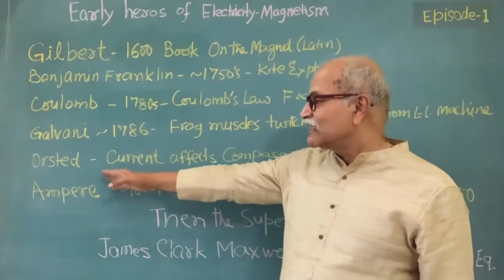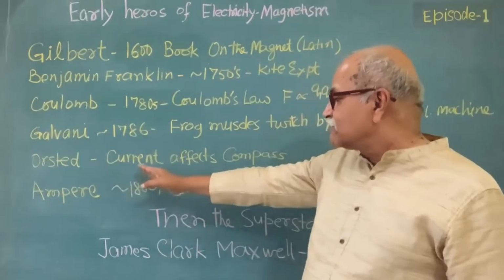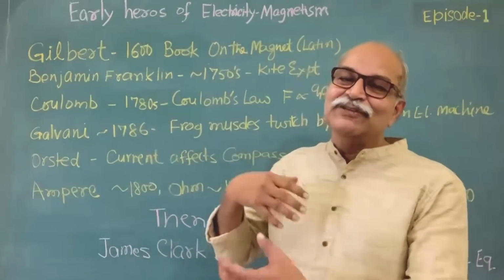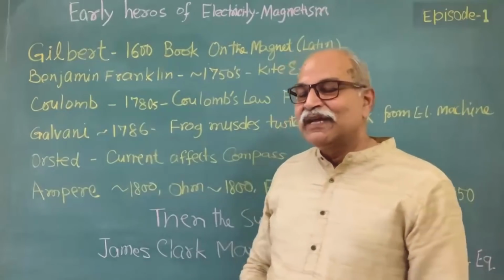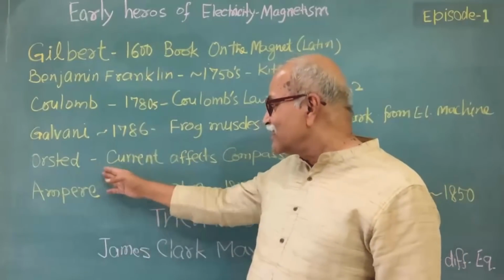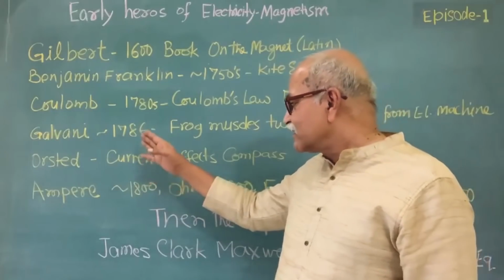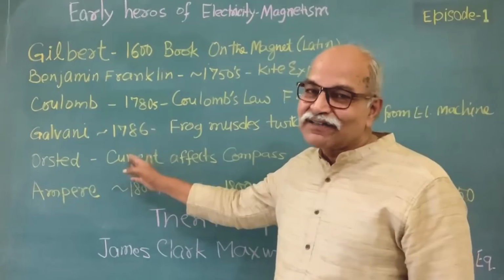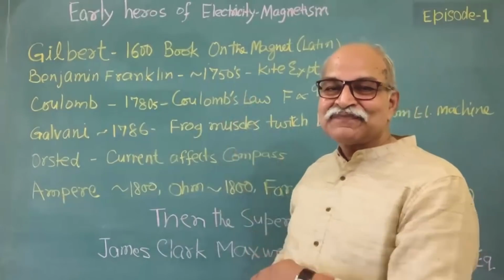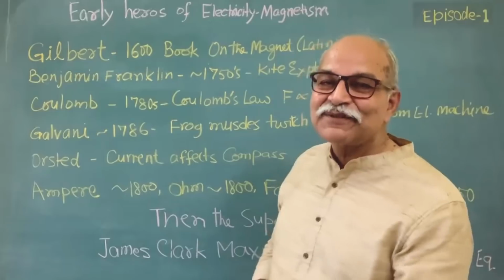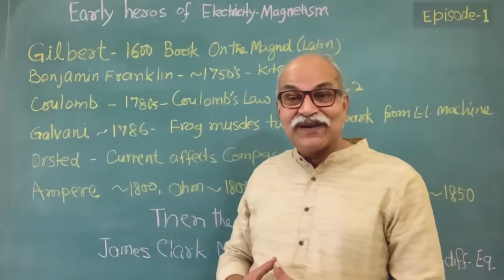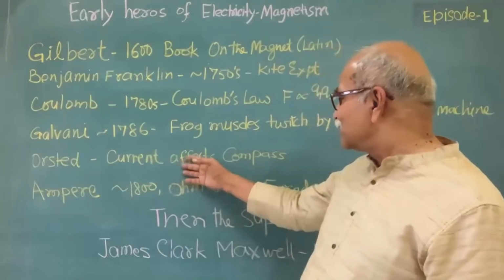Then Oersted, a very respected name, connects electricity to magnetism. Magnets were there and studies on magnets were going on, and on the other side current electricity studies were going on. Oersted connects, through his experiments, that the flow of electric charges affects a compass. Just like a magnet affects a compass, a current carrying wire also affects a compass, and therefore electricity and magnetism are related phenomena. So that comes from Oersted.